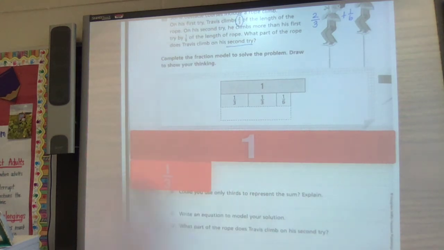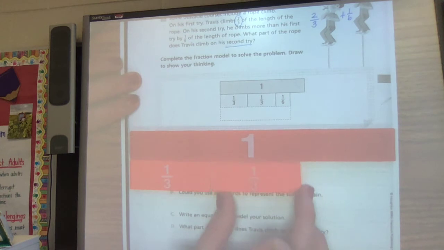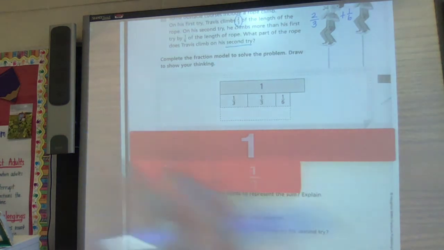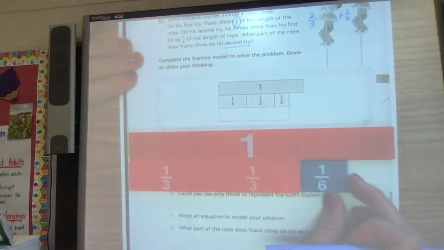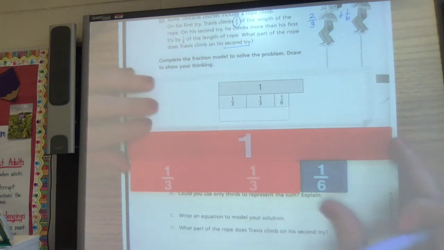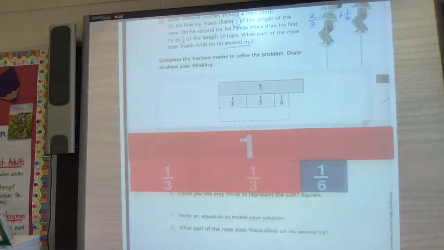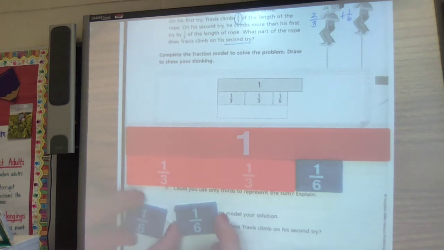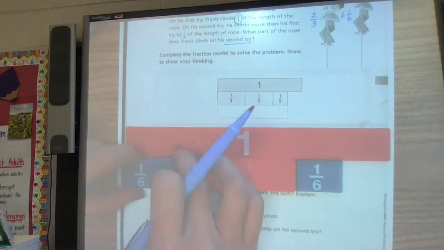Just because ours are bigger, but it's still going to represent the same thing. So here we have this. Think about 3 and 6. You should think, well, those go together. And you're right. There would be 2/6 in every third. See how it perfectly fits?